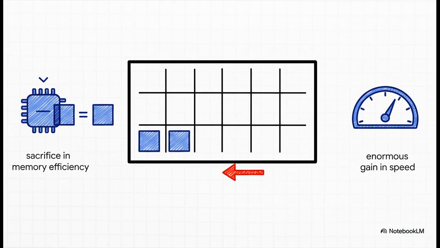The idea is brilliant in its simplicity. You create one large, fixed-size cache buffer right at the start, big enough to hold the longest possible response you'd ever need. Yeah, you might waste a little memory, but what you gain in speed is astronomical.